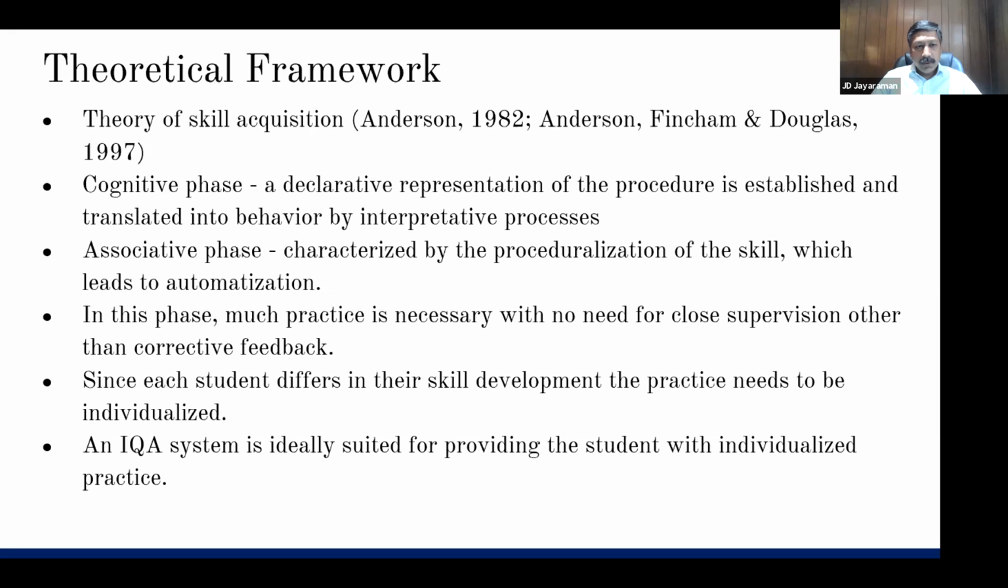The theoretical framework of the study is based on the theory of skill acquisition from Anderson, 1982. And the theory says that skill acquisition has two phases. One is a cognitive phase, where a declarative representation of the procedure is established, and an associative phase characterized by the proceduralization of the skill, which leads to automation, right? So in this associative phase, much practice is necessary with not much close supervision other than corrective feedback, right?